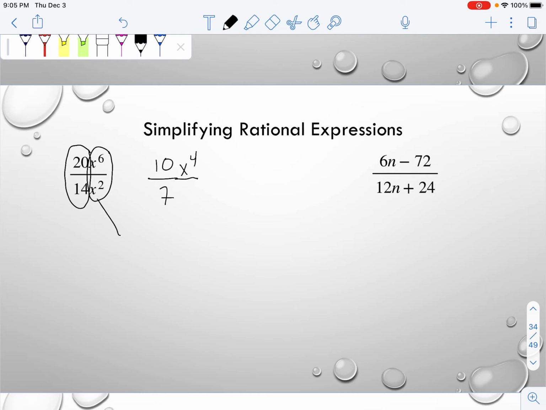However, we have this variable in the denominator. If that x would be 0, that would turn the entire denominator into 0. So x is not allowed to equal 0. You're going to see me throughout this practice stating the domain restrictions in my final answer. So there's the first one.